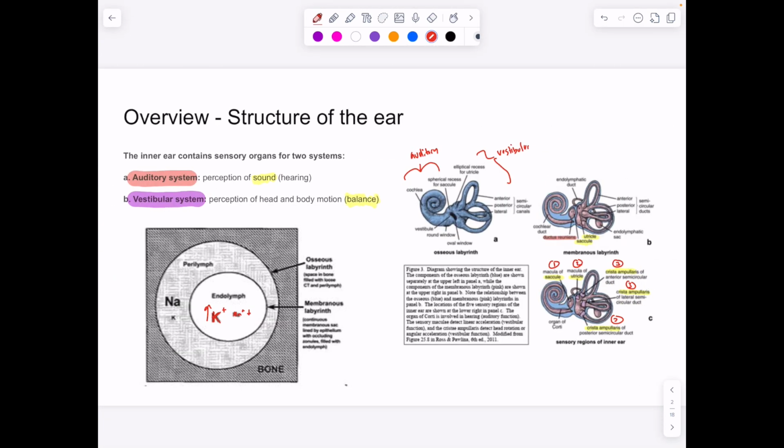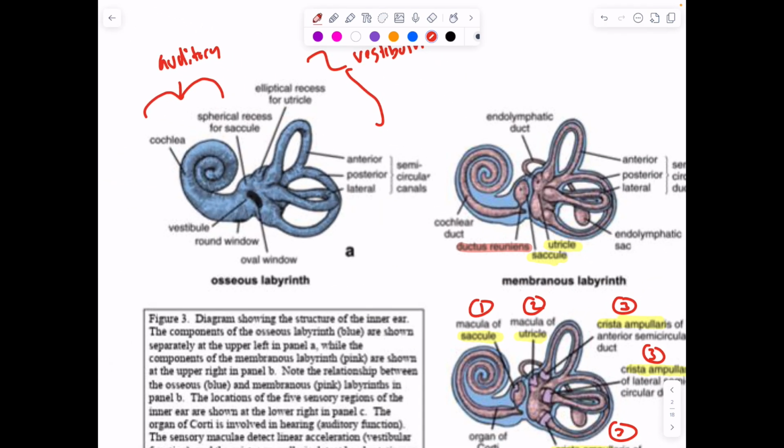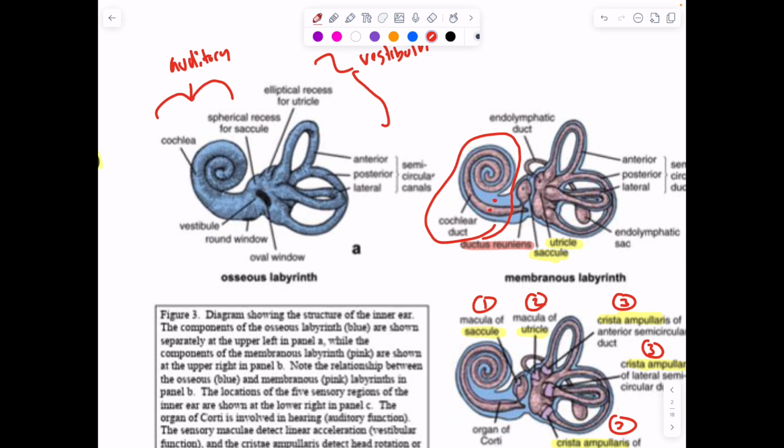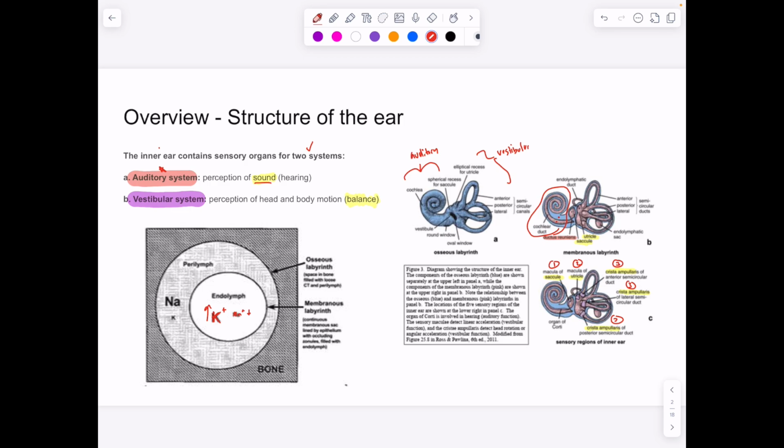So, as I said, really there's two systems involved in the inner ear. We have the auditory system, which is the perception of sound, and that's going to be all about the cochlea. So the spiral section here, and you can already start to see something we'll talk about more, but you have this inner membrane, kind of like a tube structure, and then you have the outer osseous portion overall. But the cochlea is for the perception of sound, hearing, and then you have the vestibular system, which is associated with balance, perception of head movement.